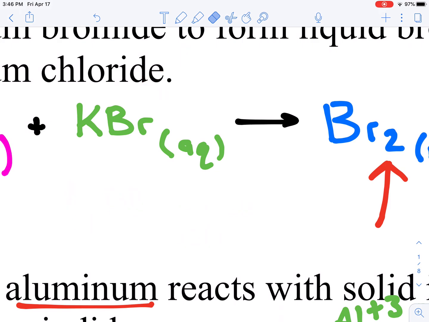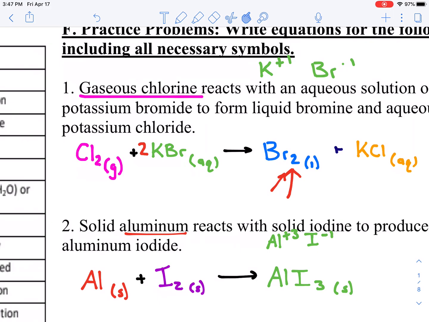So what we do is we add something called a coefficient. Because we need two bromines on the right-hand side, I'm going to put a 2 here. So I haven't changed KBr, I've just said in effect I have 2 of those KBr. But you're going to notice if I do that, I've now messed things up because I now have 2 potassiums on the left-hand side. So I now need 2 potassiums on the right-hand side.